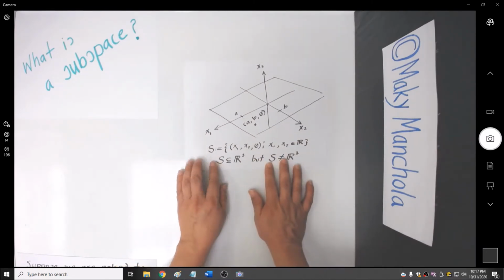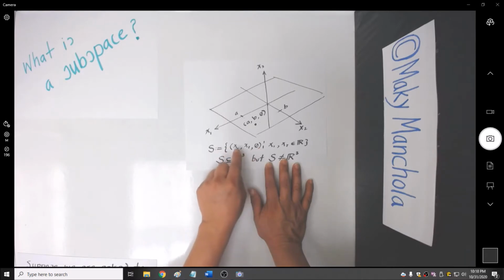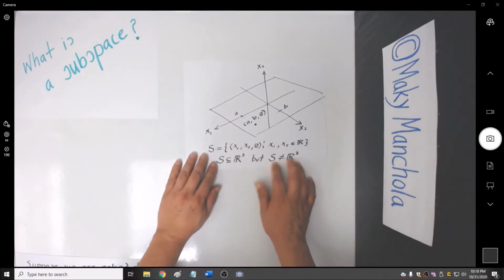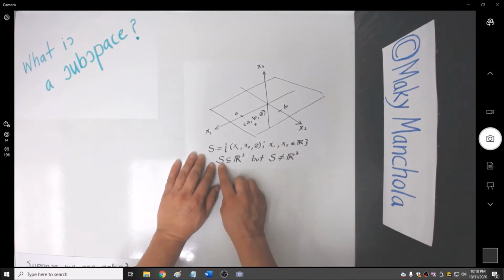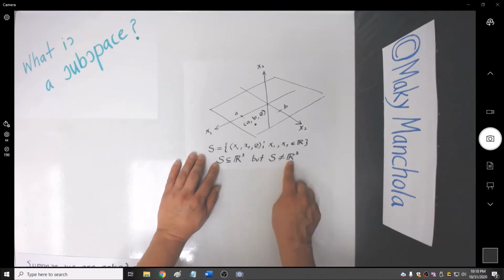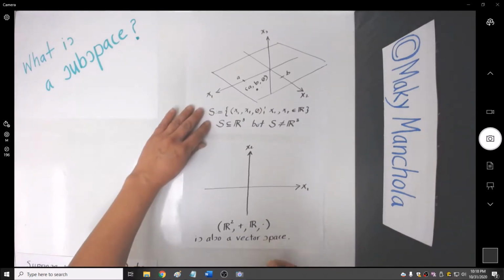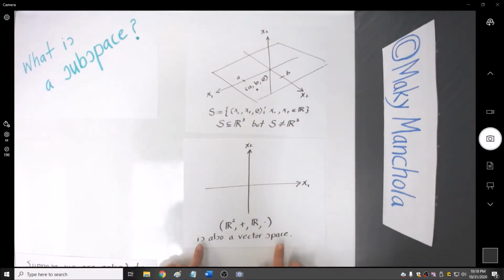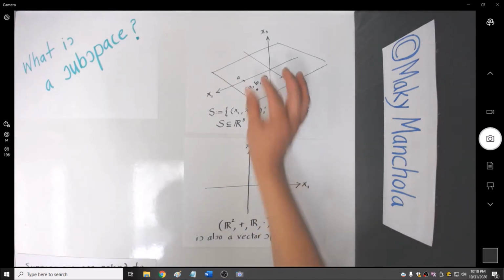Let's define it as S. So S is the set of all triples of the form x1, x2, 0, such that x1 and x2 are real numbers. Observe that S is a subset of R3, but not equal to R3. So it should be evident that that set S is exactly R2, with the exception that we are expressing its elements as triples.